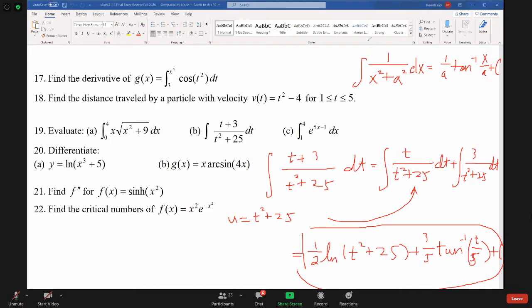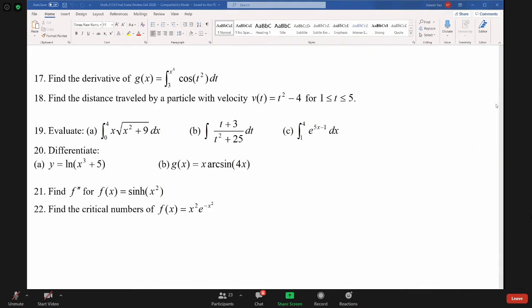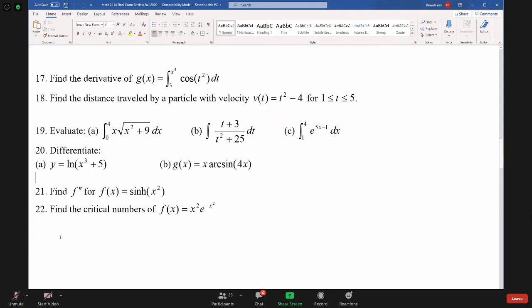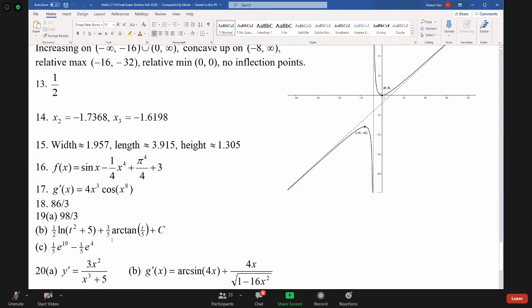Let me verify, let me erase this. I hope we have the same answer. I want to make sure that we have the same answer. Yeah, same answer. See, 1/2 ln t squared plus 25 plus 3/5 inverse tan t over 5 plus c. Don't forget you have c there. This is indefinite, so you have to add c. For the definite, the answer is a number, right? Same answer.